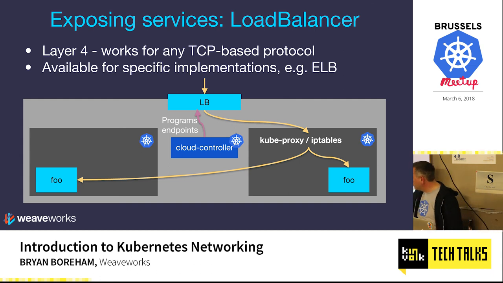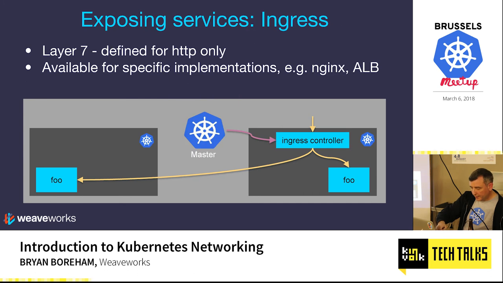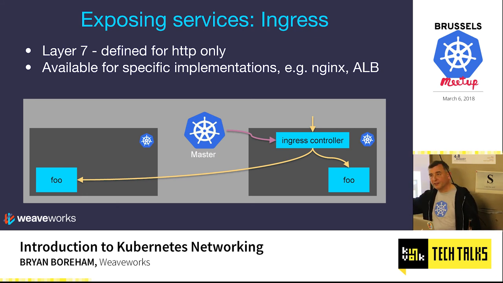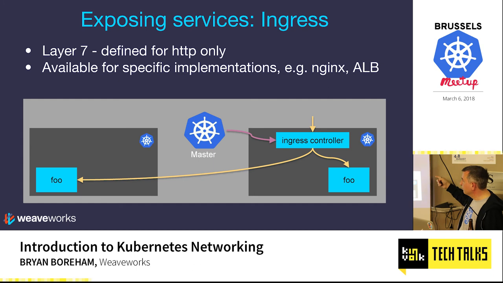So the important thing to remember is with a load balancer, there has to be a specific bit of kit. If you're running on Google Cloud Platform, it's going to be a Google load balancer. If you're running at AWS, it's going to be an ELB. This is layer 4, for those of you who are listening in college. And finally, ingress, which is kind of the same thing, but layer 7. So it's completely different. And again, specific implementations.